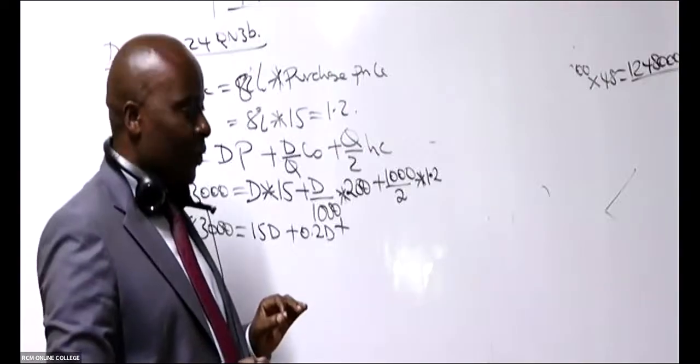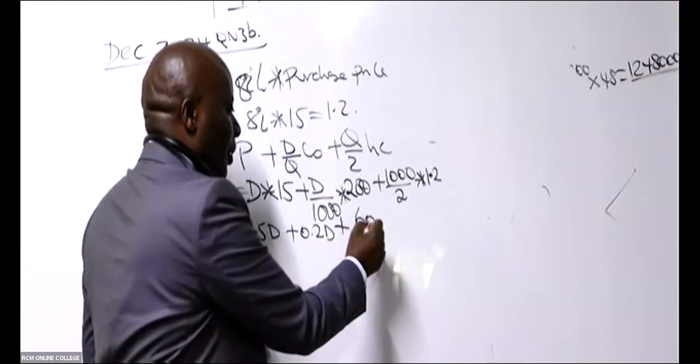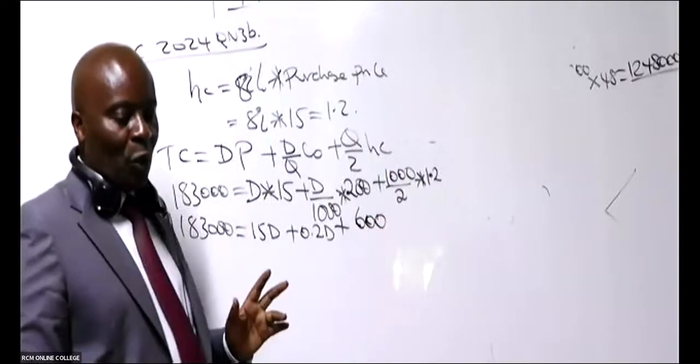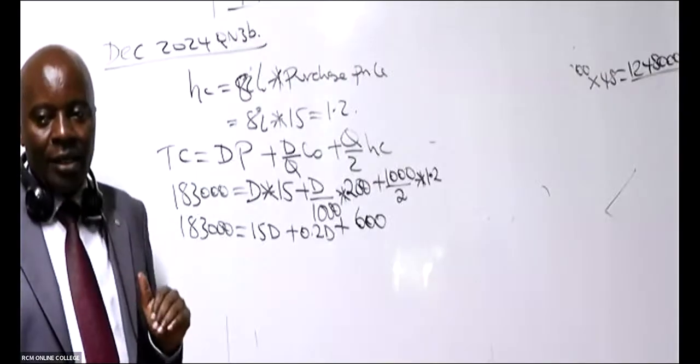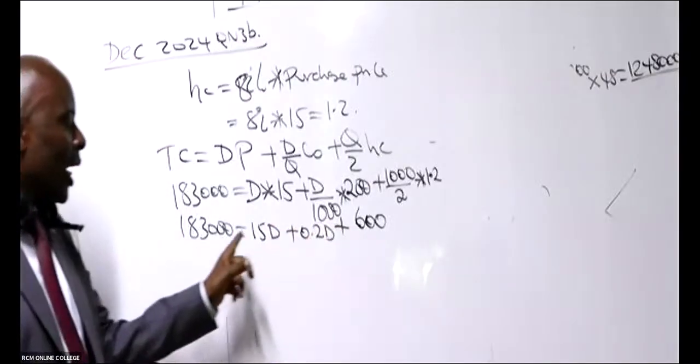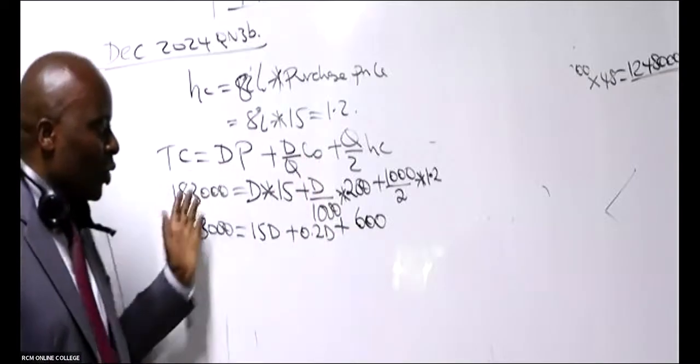Tina gives me 600 bob. Is that okay? So from there, what do we do? We shall put like terms together. These 600 are constants, so you put those terms that go together.